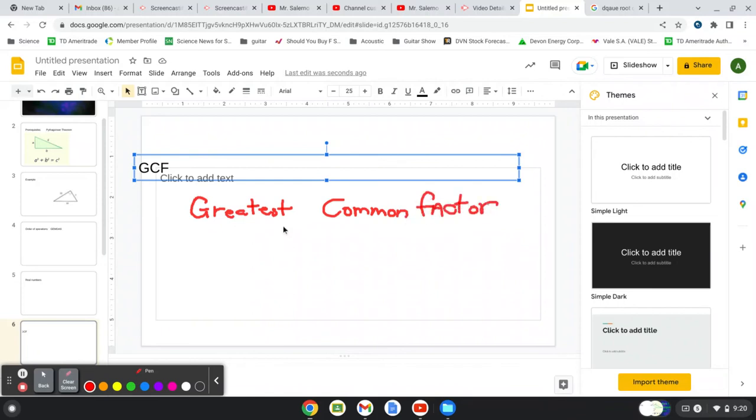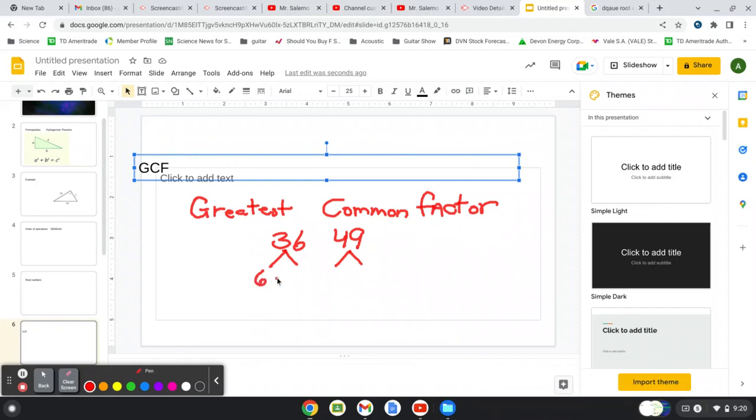The greatest common factor. So let's just say, what's the greatest common factor between, let's say, 36 and 49? So find that one out. Now, there's many ways to do this. You can do the tree method. Some students like the tree method. You just make a tree diagram here and just break this down.